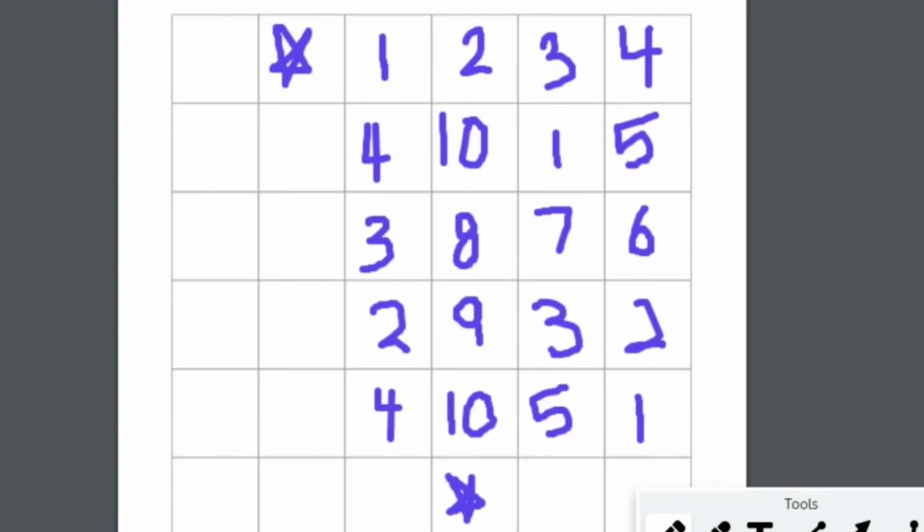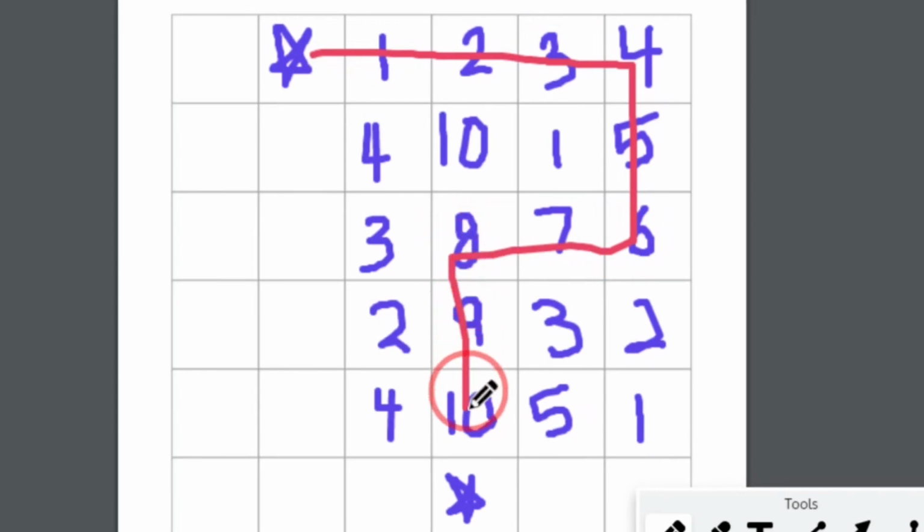And now I have a number maze that someone else could follow. We'll just double check and see here. So it goes 1, 2, 3, 4, 5, 6, 7, 8, 9, 10. The end. I've made my own.